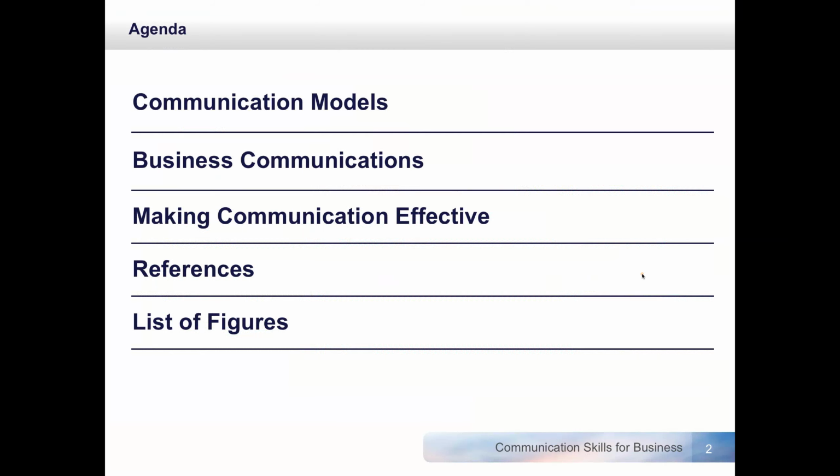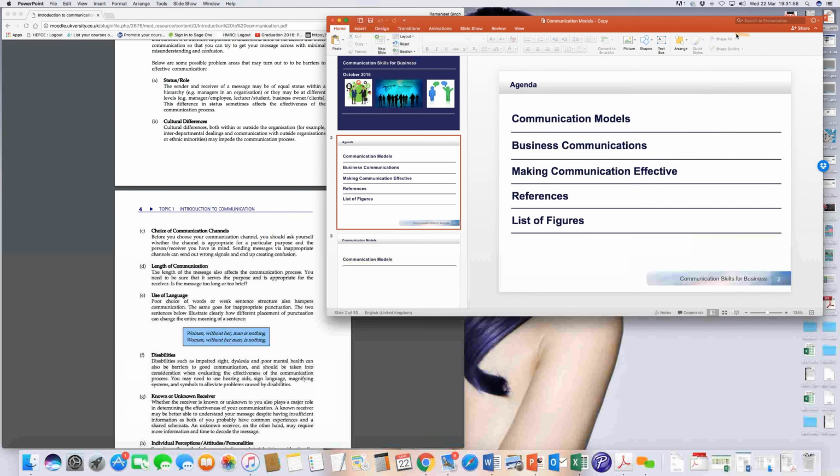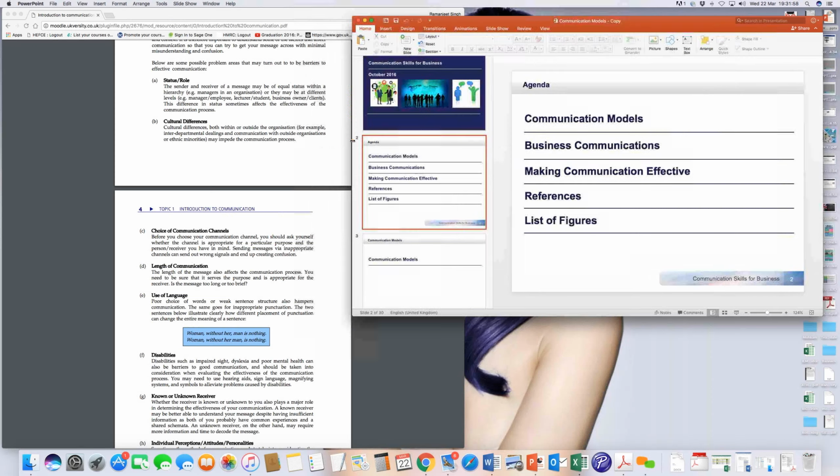So we are looking at communication models. And before we start, we will try and do a bit of an activity to see how much we relate to what we want to be able to do as far as this particular unit, if that's okay with you. Yep. Okay.